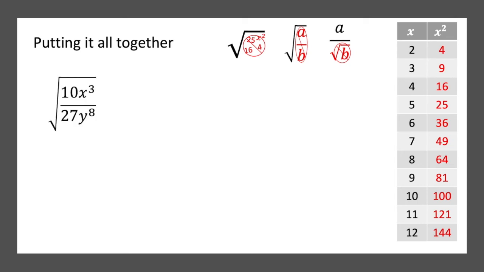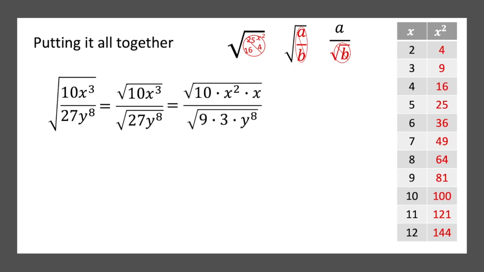So we get the square root of 10x to the third divided by 27y to the 8th. Whew. Break it up into the top and the bottom. Okay, then we can look for any perfect squares. So 10x to the third, we can break that into 10 times x squared times x. No perfect squares hiding inside of 10. And then 27 is 9 times 3. Y to the 8 is already an even exponent, so we can just leave that.